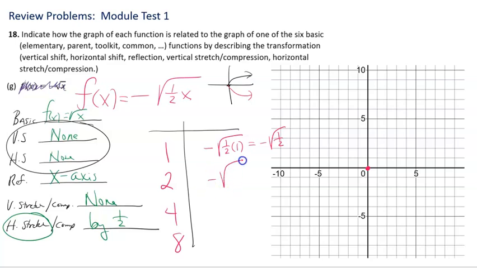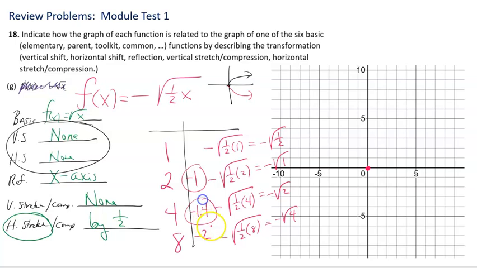So if I do negative the square root of 1/2 times 2, that's going to be negative the square root of 1. Well, we know the square root of 1 is 1, so overall that's negative 1. Then negative the square root of 1/2 times 4, well, that's going to give me negative square root of 2. Now, I do know that my calculator is about 1.4. And then negative the square root of 1/2 times 8 would be negative the square root of 4, which would give me negative 2. So I found some better numbers to plug in. That's why I picked those.